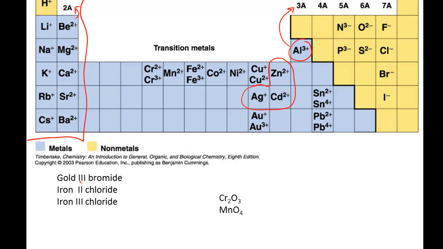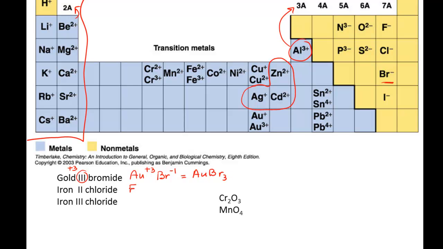So for example, when we say gold 3 bromide, the 3 represents gold at a +3 charge. So in making this formula, I would take gold at +3, and then bromine over here, the bromide ion in group 7 is -1. And when I put those together, I get AuBr3.